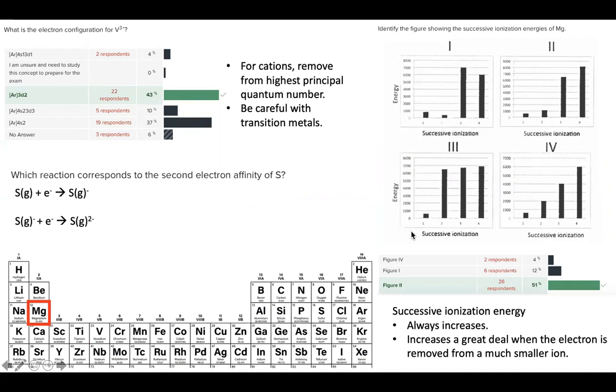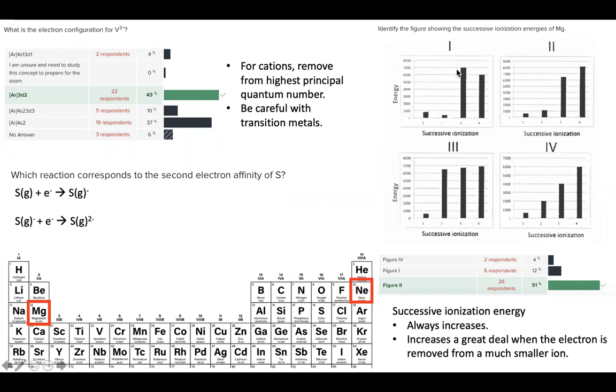When I'm looking at removing electrons for the successive ionization energy, there are two thoughts. The ionization energy always goes up as I remove the first, then the second, then the third. So the successive ionization energy is always increasing. And I see a very large increase when the electron is being removed from a much smaller ion. If I'm looking at magnesium, I can remove one electron, I can remove a second electron, but once I'm at the smaller magnesium 2+, which is isoelectronic with neon, it's going to be much more difficult to remove. That's what I'm looking for within this graph right here. I could remove the first, I could remove the second, I'm seeing a slight increase, then a very large increase once I'm trying to remove the third one.